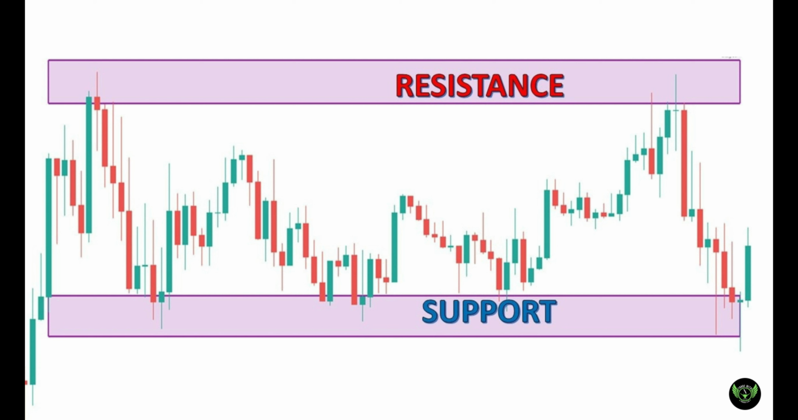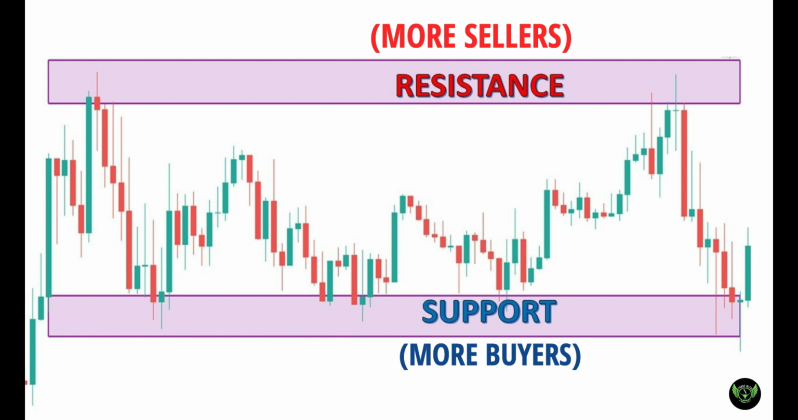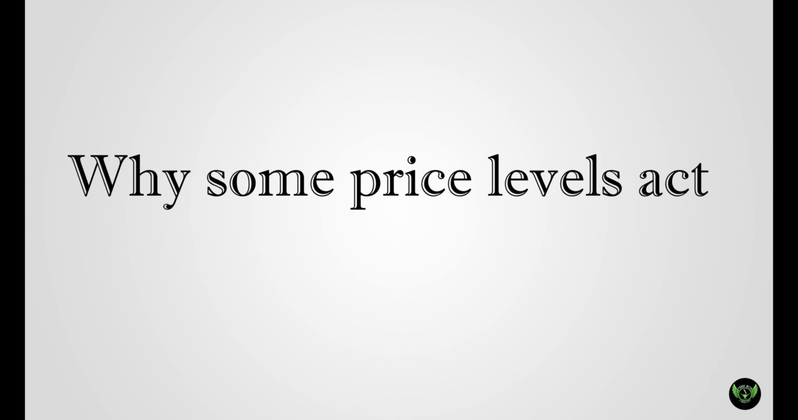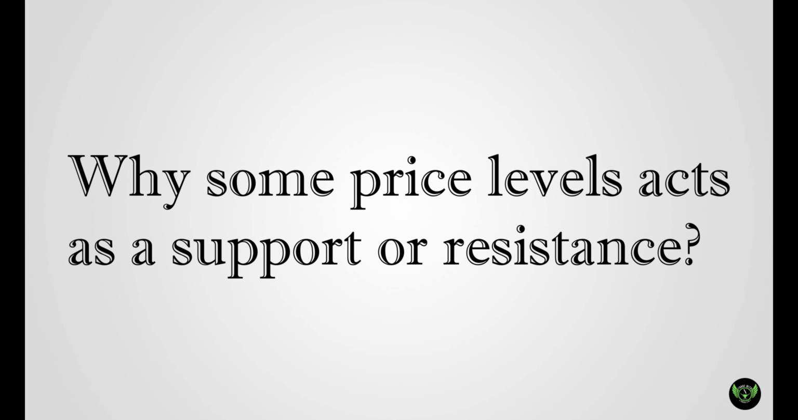The support price is a price at which one expects more buyers than sellers. Likewise, the resistance is a price at which one expects more sellers than buyers. So as the name suggests, the resistance is something that stops the price from rising further. This is a textbook definition that you can find in any standard trading book. Let's dig deeper into this topic.